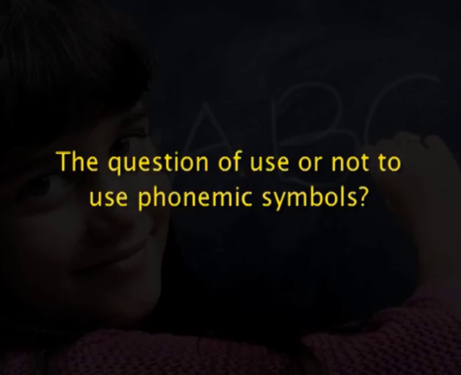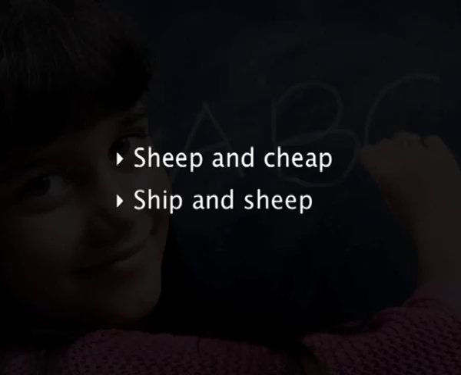The third problem for teaching and learning pronunciation is the question of whether or not to use phonemic symbols. According to many educational experts, it is perfectly possible to work on the sound of English without ever using any phonemic symbols. We can get students to hear the differences, say between sheep and cheap or between ship and sheep, just by saying the words enough times.